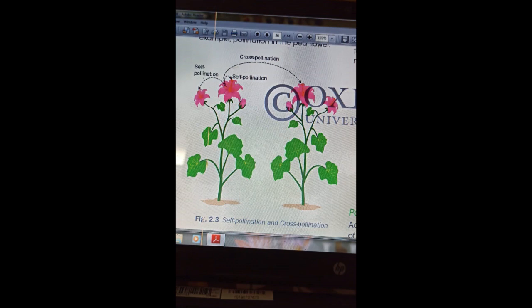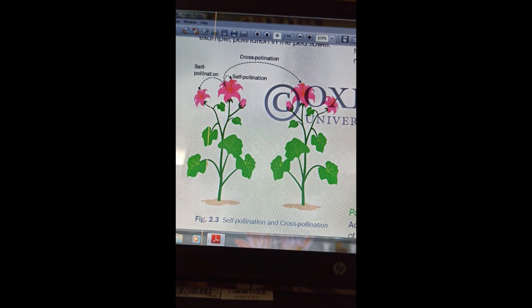Cross-pollination is the transfer of pollen grains from the anther of a flower of one plant to the stigma of a flower of another plant of the same species. So in cross-pollination, the pollination occurs between two different plants of the same species. Now, we can say that pollination is the transfer of pollen grains from the anther to the stigma of a flower. So, how does this transfer occur?